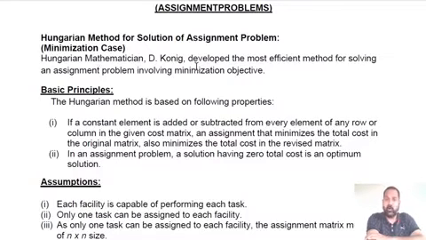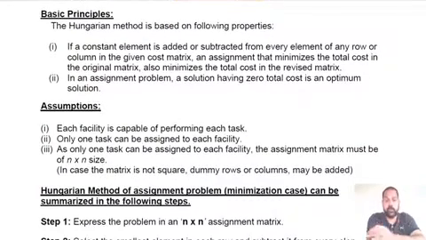Hungarian mathematician D. Koenig developed the most effective method for solving an assignment problem involving a minimization technique. Very important: this method that we study can only minimize, it cannot maximize. Basic principle. So what principle does this work on? Well, the Hungarian method is based on the following properties. Number one, if a constant element is added or subtracted from every element of any row or column in a given cost matrix, then an assignment that minimizes the total cost in the original matrix also minimizes the total cost in the revised matrix. And these are the kind of technicals that I was telling you, if I had done this before, you wouldn't understand it.